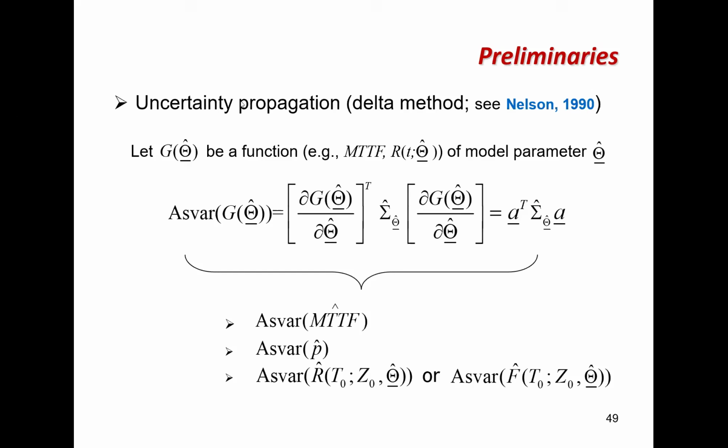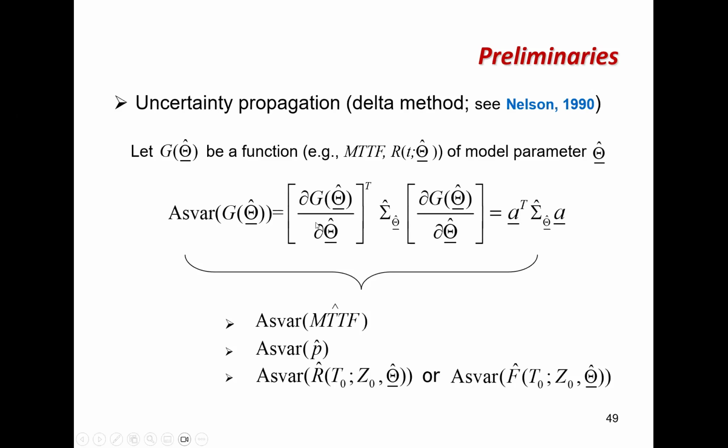Now, just some very preliminary information. We consider uncertainty propagation. We consider how to find the asymptotic variance of some function of your unknown parameters, the estimated parameters. This is called the delta method, and you can see it in Nelson's book. If you're interested in estimating the asymptotic variance of G, for instance, the reliability function, or CDF, or mean time to failure, or failure time quantile, it can be expressed as follows.